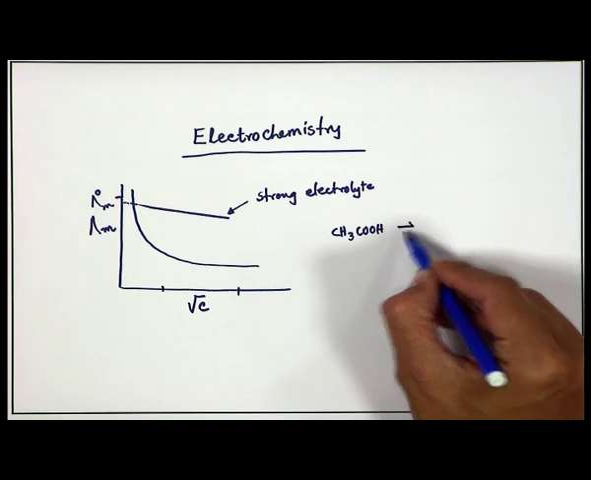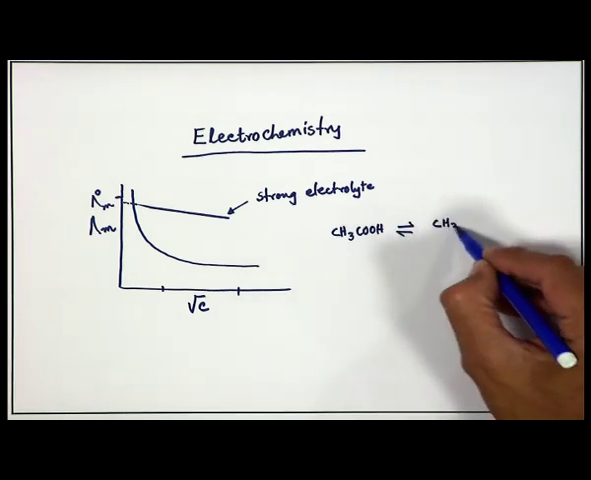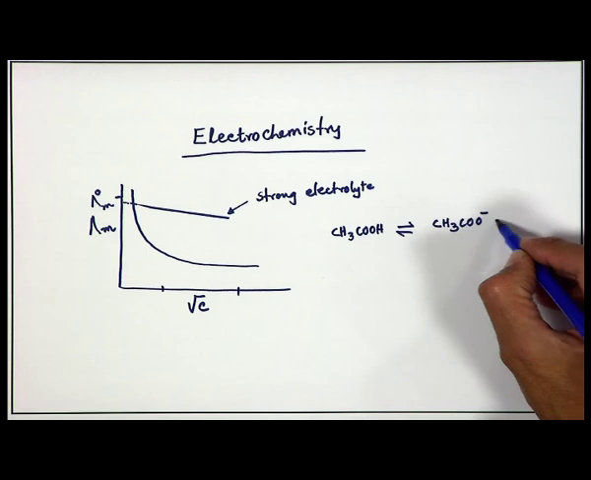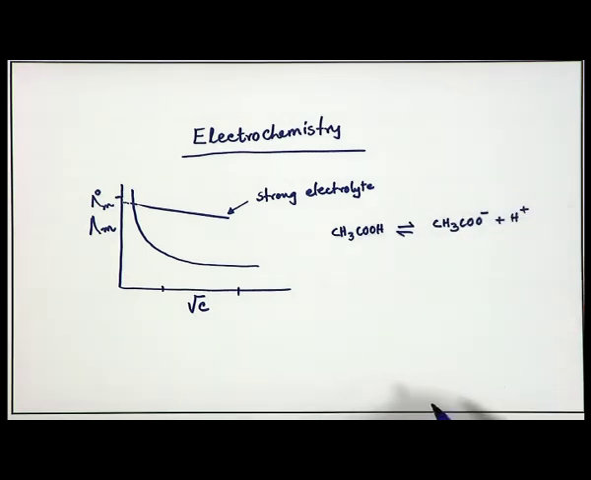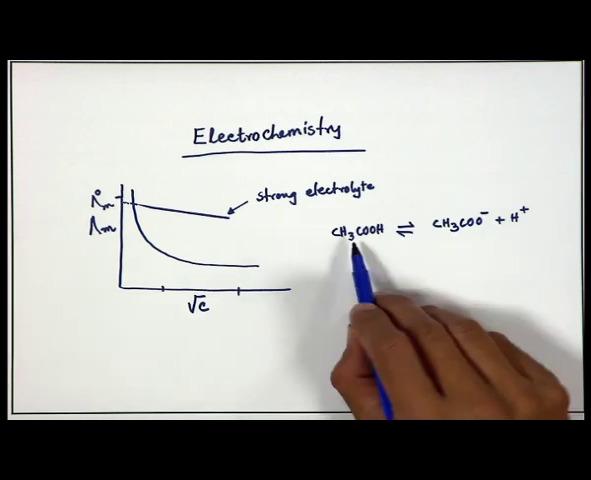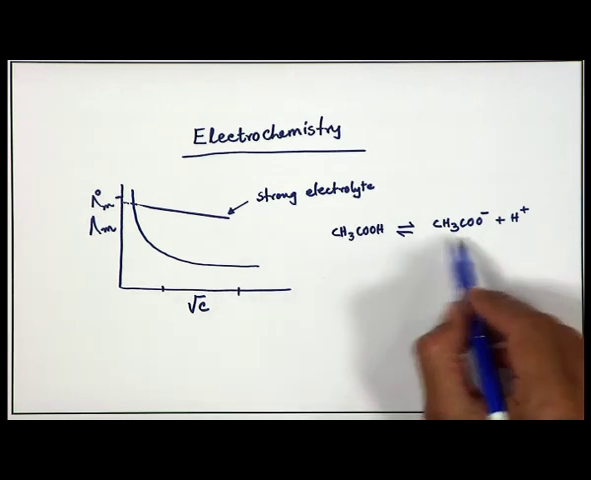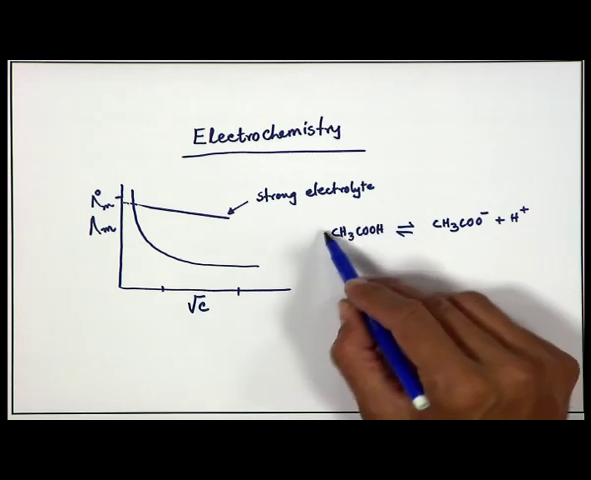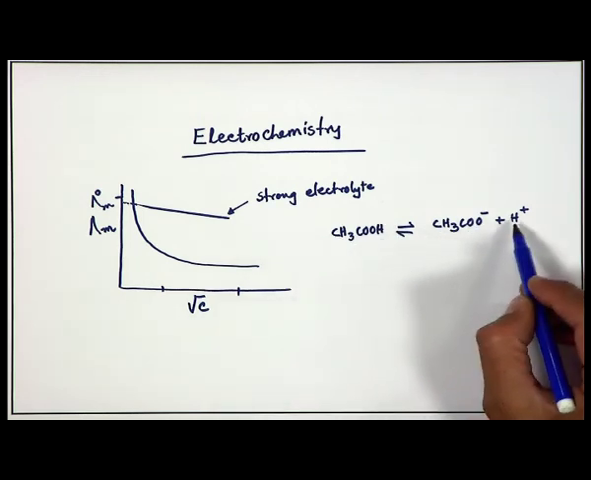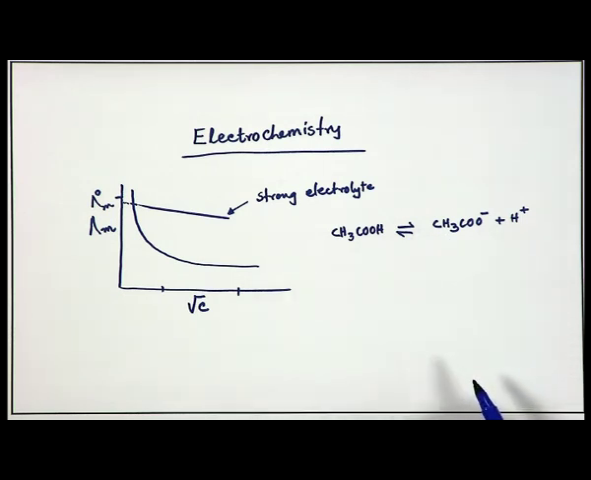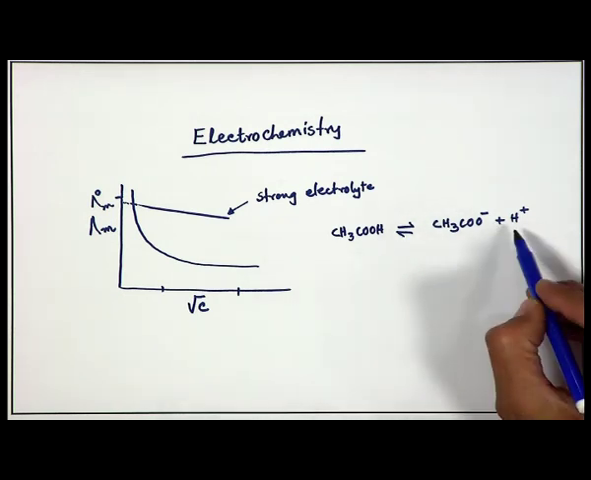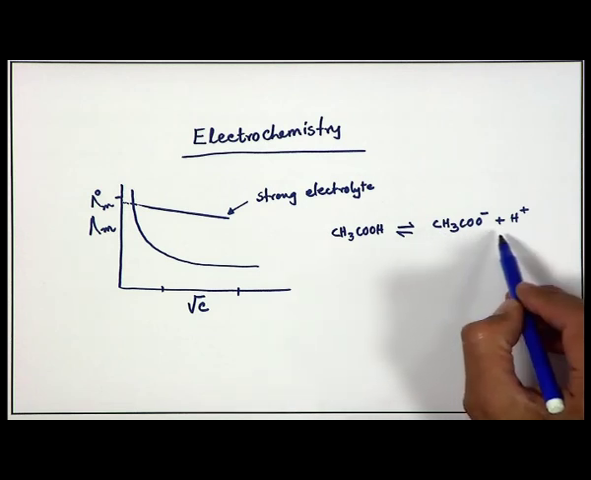it dissociates as CH3COO minus plus H plus in aqueous medium, and what happens is that if it is a moderately concentrated solution, then this is not fully ionized. A fraction of the left hand side is ionized to give you this proton and the acetate ion. So, if you keep on diluting this acetic acid solution, then the extent of this dissociation increases.